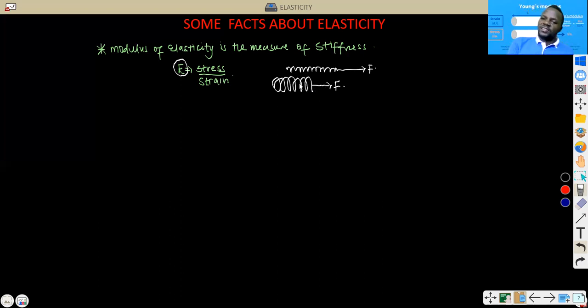From your knowledge in early classes, I know everybody will go with the first one, that this is more elastic than this. Why? Because it is more stretched. So that concept is what I want to tackle here on my first fact of elasticity. Students should be careful: the same amount of force was applied on these two strings, and one is more stretched than the other. The one that is more stretched has more strain.